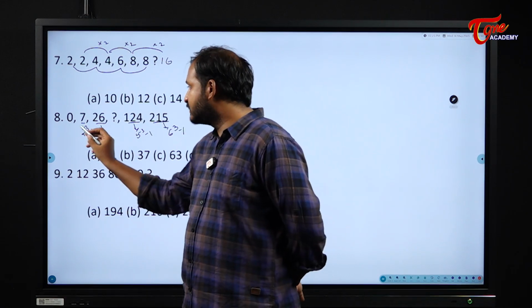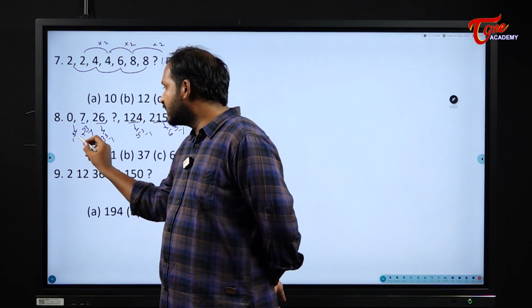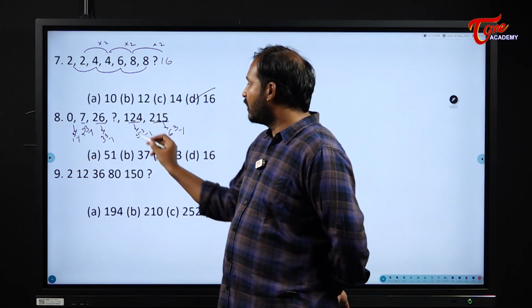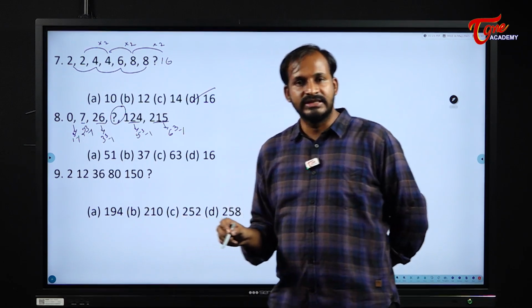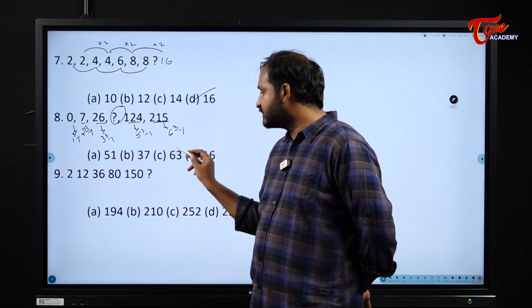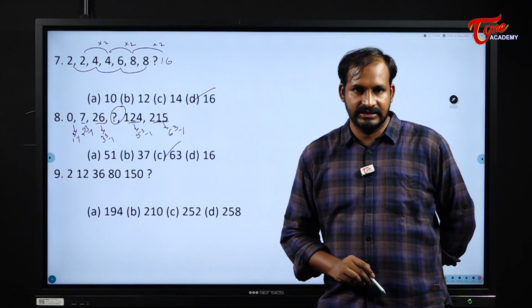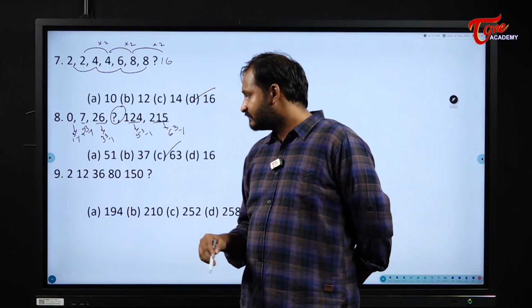So similarly, the 0 means what? 1 cube minus 1. So what is the only thing left for us? 4 cube minus 1. 4 cube is what? 64. 64 minus 1, our answer here becomes 63. Now solve the next one.